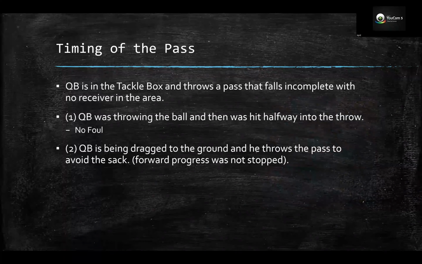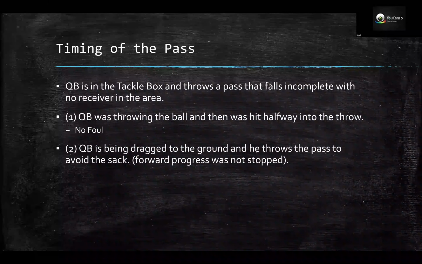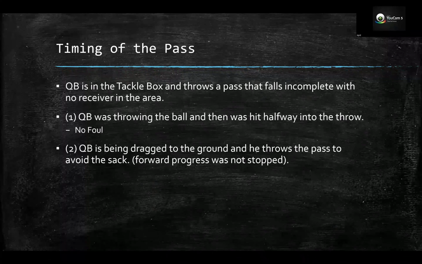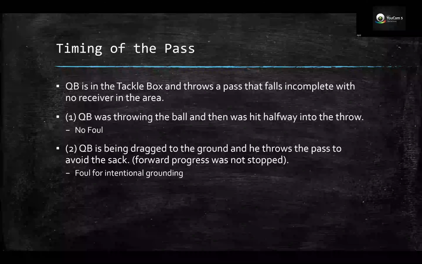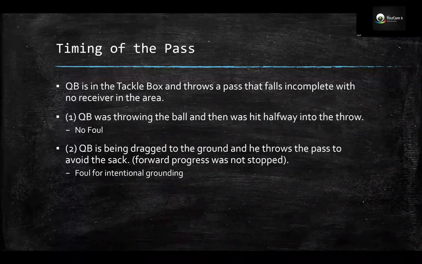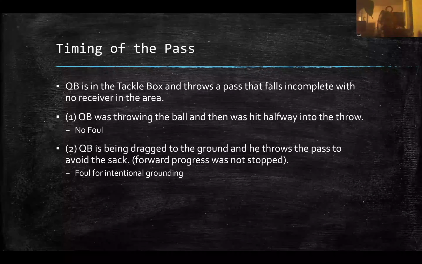Number two, quarterback is being dragged to the ground and he throws the pass to avoid the sack. His forward progress was not being stopped. This scenario could be quarterback's rolling out, defenders running him down from behind, makes contact, he's dragging the quarterback down, and the quarterback just throws the ball forward in an act of desperation, trying to not get sacked. Here we would have a foul for intentional grounding because the quarterback is still in the tackle box, the ball never makes it to the line of scrimmage, and there are no receivers in the area.